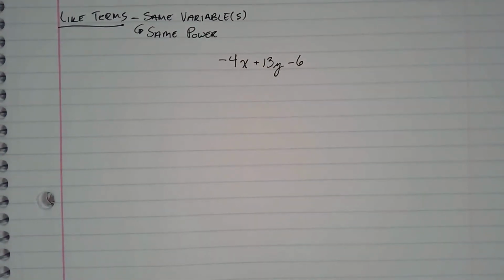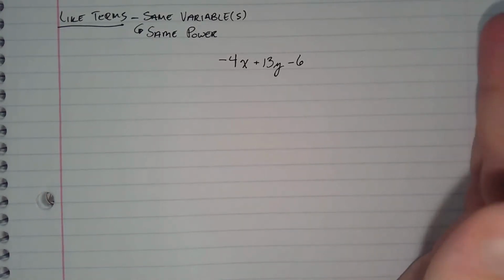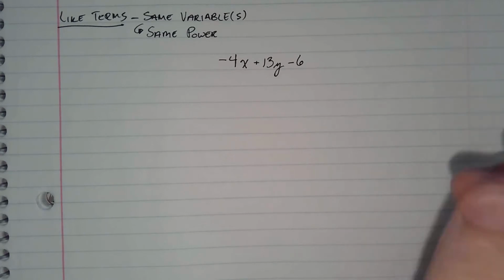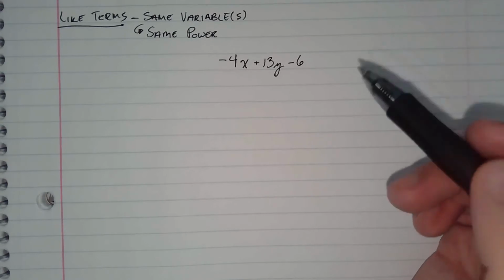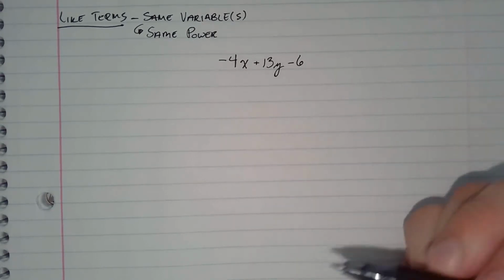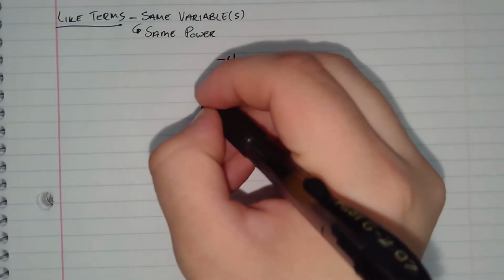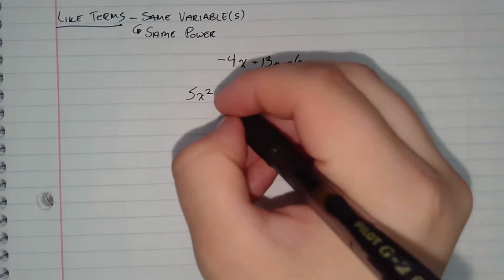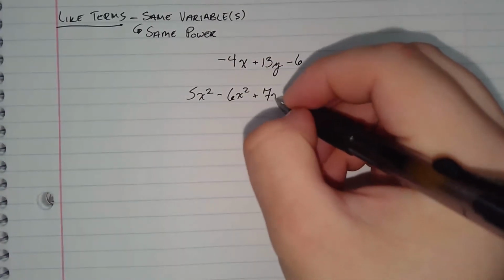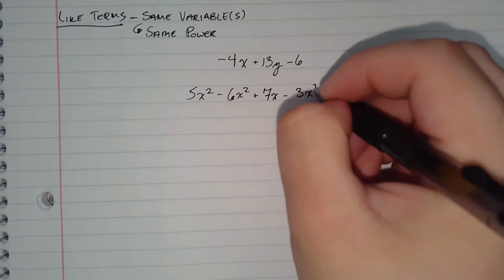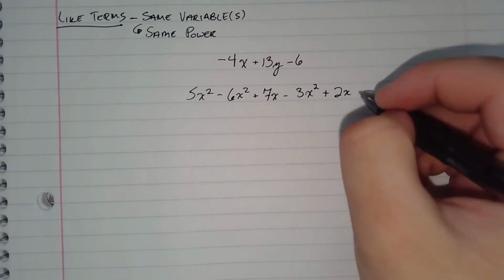It's a pretty simple concept, but most people get confused with things having to have the same variables and the same power, especially when you bring multiplication into it. And I'm going to do one without multiplication, and then we'll do one where you do have to do stuff first. I'm going to do 5x squared minus 6x squared plus 7x minus 3x squared plus 2x minus 9.